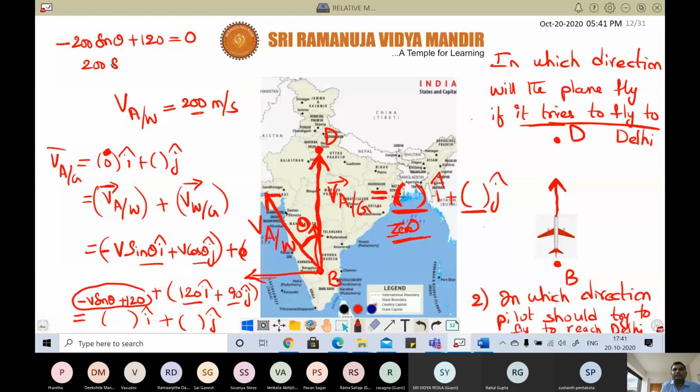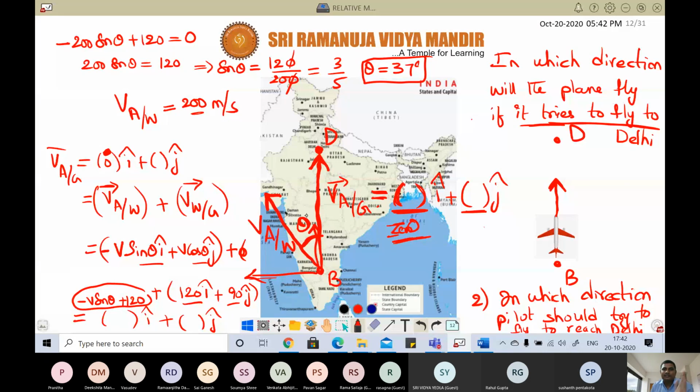That means 200 sin theta should be equal to 120, which means sin theta is equal to 120 divided by 200. So this one will get cancelled. 4 3s are 12, 4 5s are 20. So what is theta? Sin theta is equal to 3 by 5 means how much? 37. That means he should make an angle of 37 degrees with respect to vertical, and then he should fly. Then he will reach Delhi. Otherwise, he won't reach Delhi. Okay, he will reach maybe China.